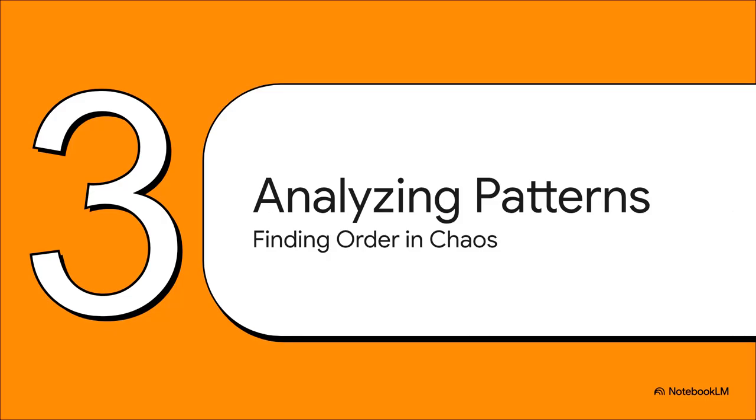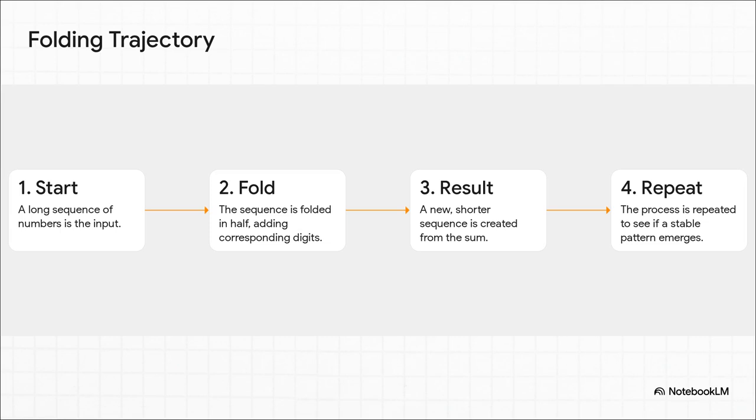Okay, so the toolkit can generate these complex weaves. But creating data is only half the battle, right? The real trick is understanding it, finding the hidden order in all that chaos. One of its most interesting analysis tools is something it calls the folding trajectory. Let me walk you through this.